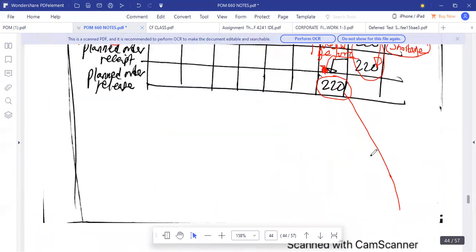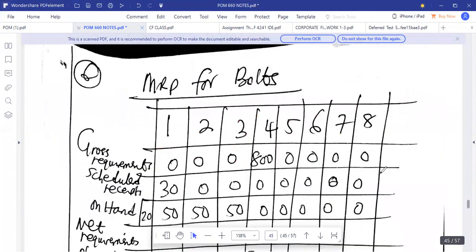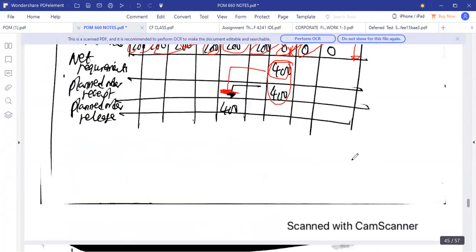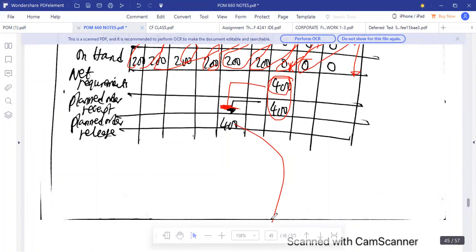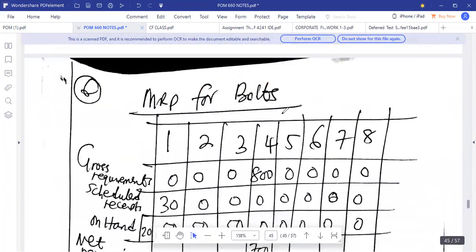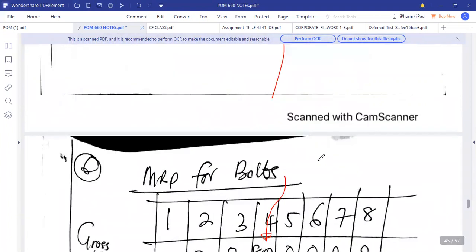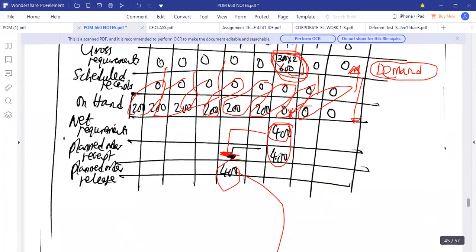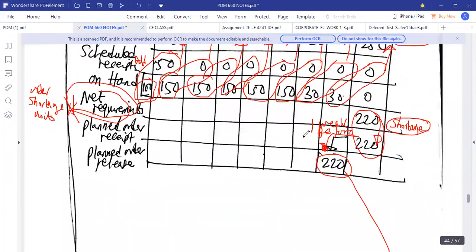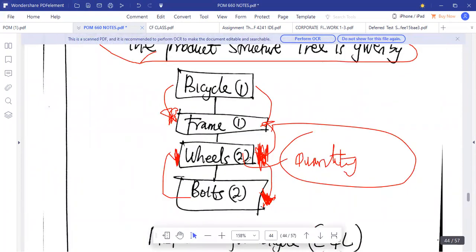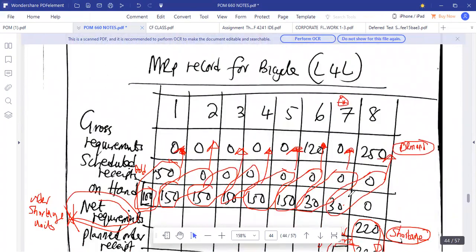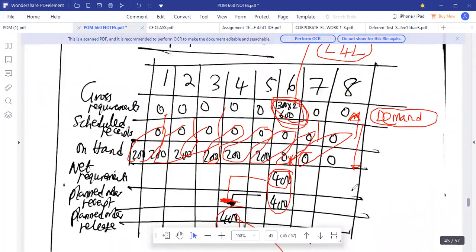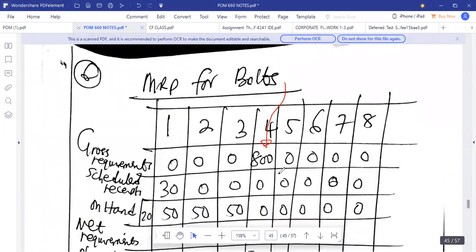So you come here and you come to the board. For the wheels here, the releases are 400. Now 400 is here, but in what week? You multiply 400 by 2. Why by 2? The boards are coming from the wheels, but by 2. So the planned order releases of the wheels are the gross requirements of the boards, but you multiply by 2. That's why you're getting 800 here.